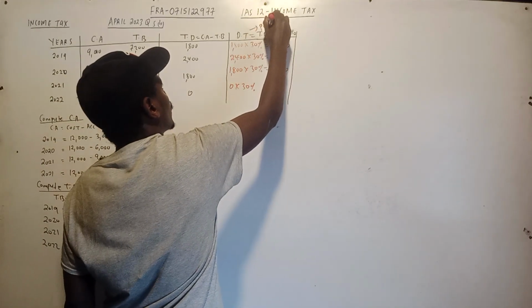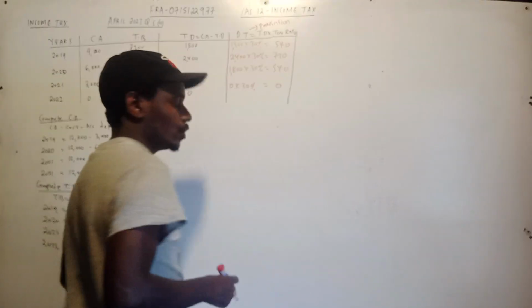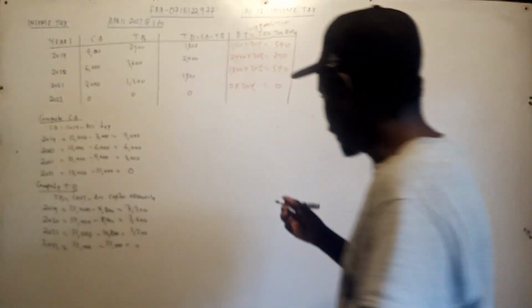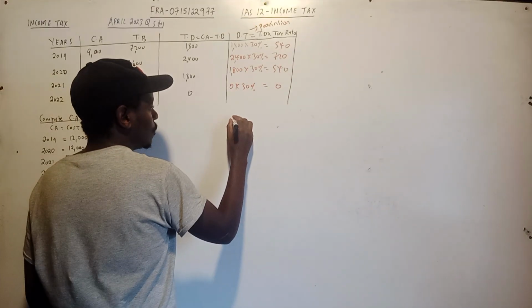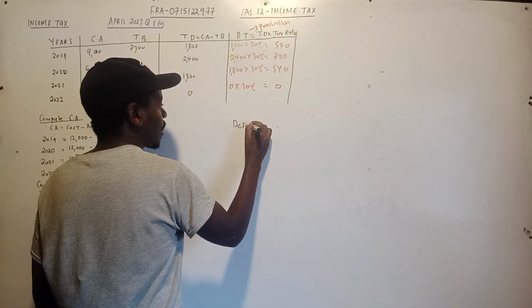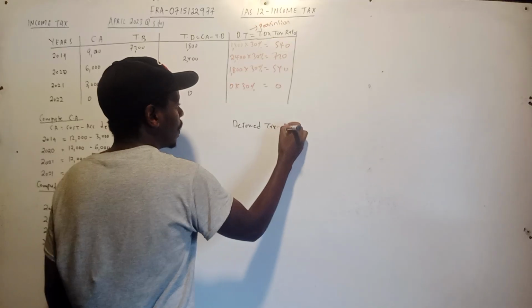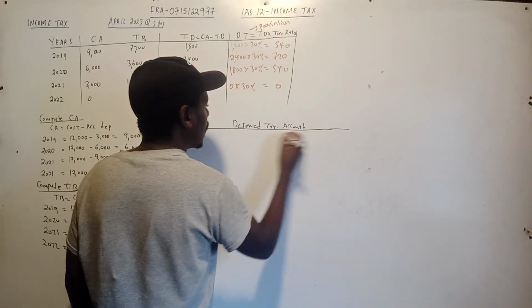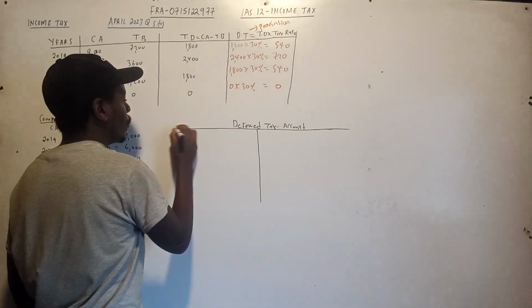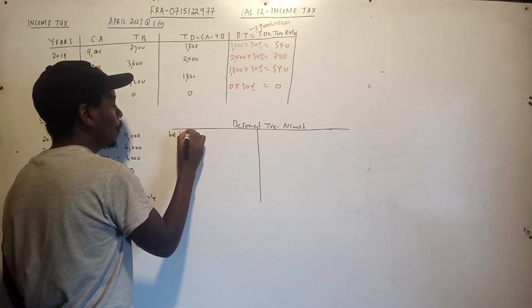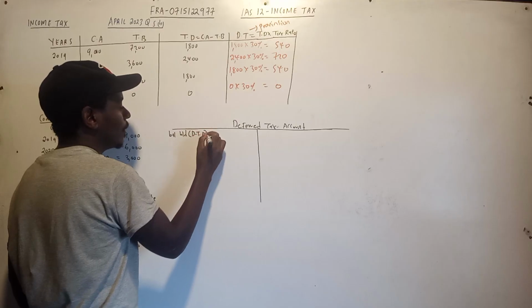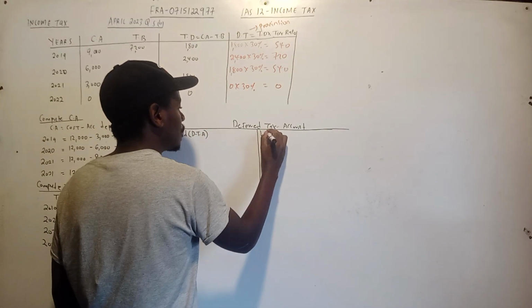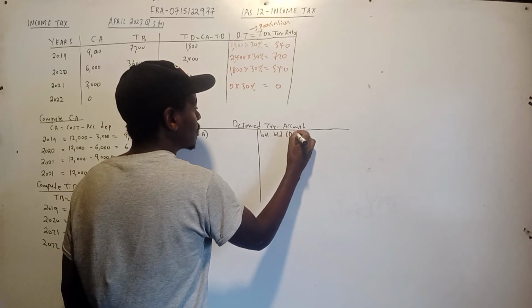Now remember these ones are provisions. Do you know how to account for provisions? They require us to compute the deferred tax. This is how you compute the deferred tax. So the deferred tax account: we have the balance brought down on this side if it's a deferred tax asset, then balance brought down on the other side if it's a deferred tax liability.